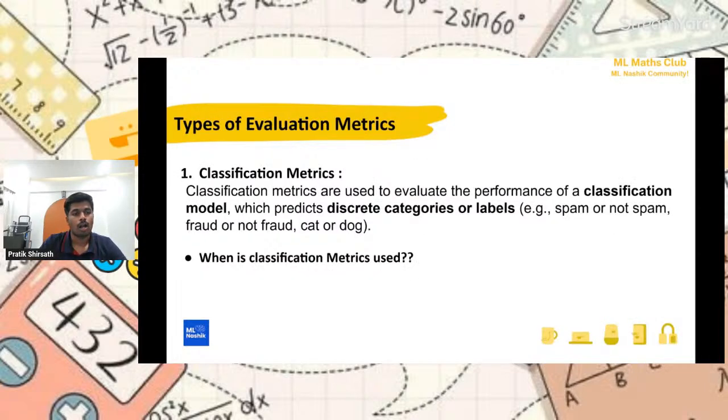This is types of evaluation matrix. Now the types of evaluation matrix consist first of classification matrix. Now what are classification matrix? Classification matrix, as stated above, are used to evaluate the performance of the classification model. Now what are classification models? Classification models are nothing but models that work on data which are classified into numerous labels.